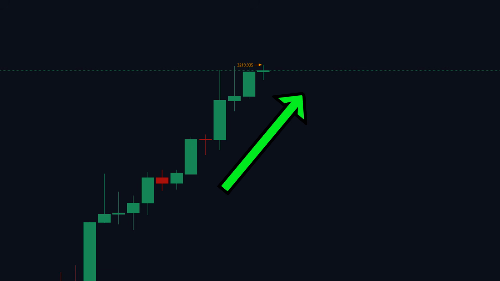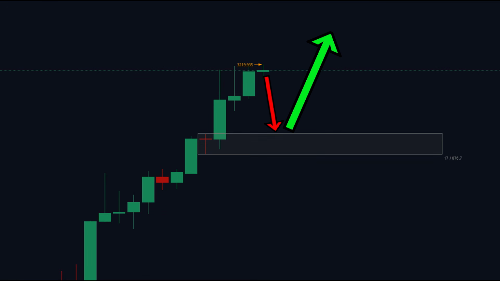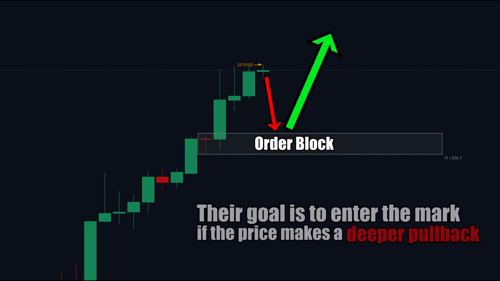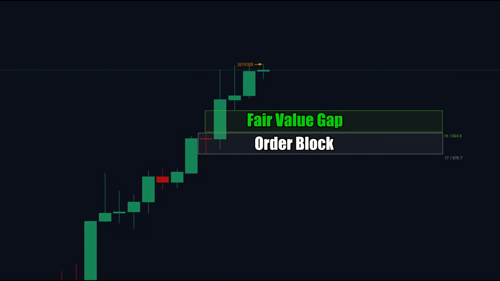When traders see a strong move happen on the chart and miss the initial entry, they often try to catch the next opportunity by placing buy limit orders just below important areas like demand zones or order blocks. Their goal is to enter the market if the price makes a deeper pullback before continuing its upward trend. What this behavior does, though, is it clusters a large number of pending buy orders in a specific area, usually within or around the fair value gap.